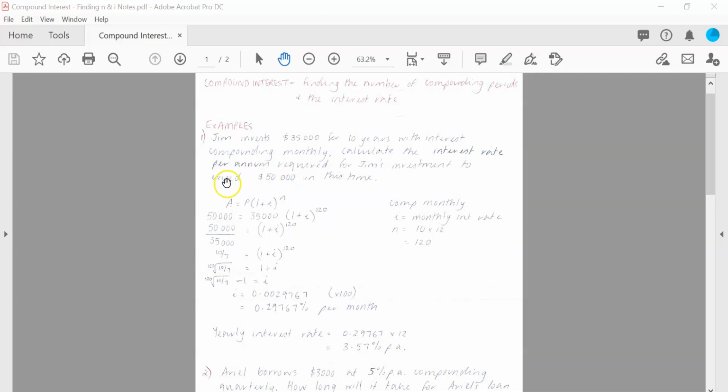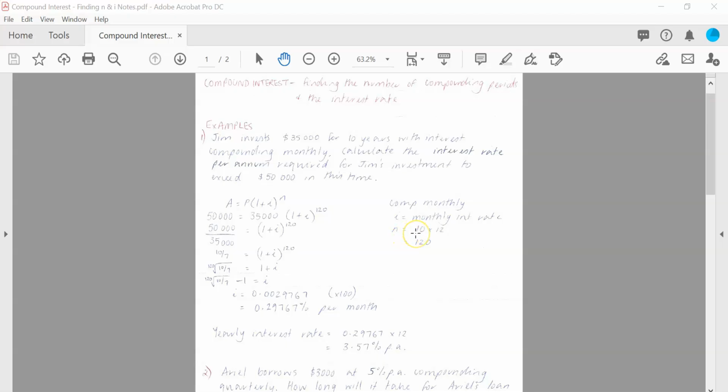It's a compound interest situation, so I'm starting with my compound interest formula. Over to the side here, I've recognised that this question is compounding monthly. When I've gone to find my I value, which is my interest rate per compounding period as a decimal, I've realised that it hasn't been given to me, and that's the value that I need to find. So I've just written a little note here that I is going to be the monthly interest rate.